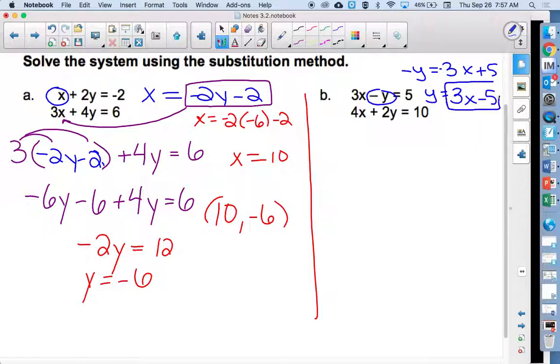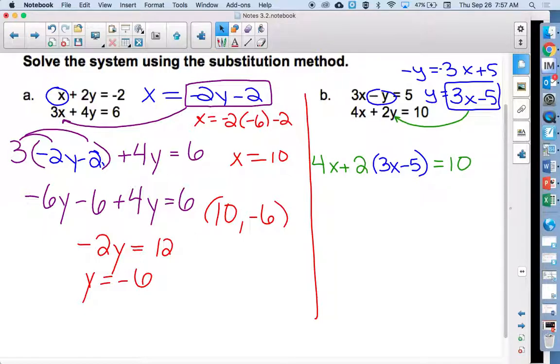Again, solve for the variable where you won't get a fraction. If you end up having a fraction in your equation, then you have to work with fractions. So look at the variable that has a coefficient of 1 or -1, and that's the y. So looking at the first equation, this is now replacing y. So 4x plus 2, and then y is now 3x minus 5. The part that replaced y was the equation that we just solved for. y is equal to 3x minus 5.